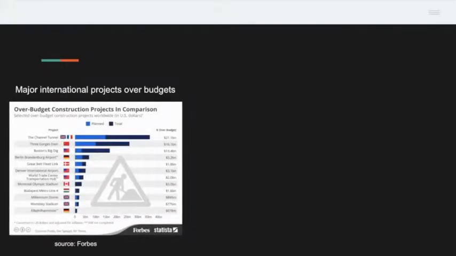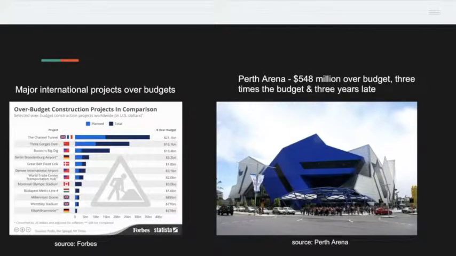Imagine a large high-stake construction project being completed on time with no cost overruns and delays, seamlessly moving from stage to stage, from schematic to its finishing. If you look at the slide on the right, it's Perth Arena. It was 548 million over budget, 3 times the budget and 3 years late. Obviously there's something wrong with the process and something's got to be done.